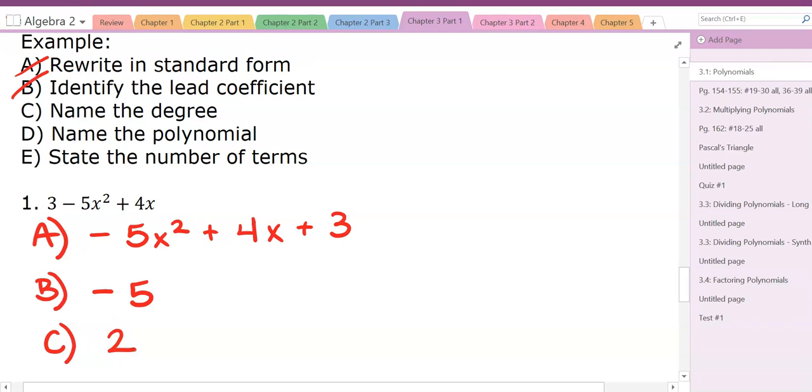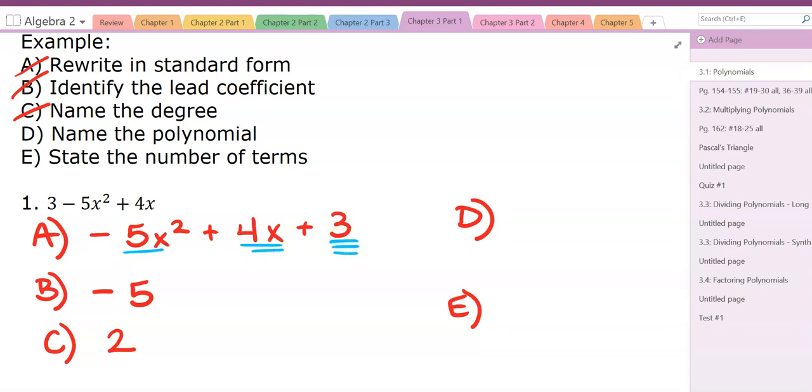Now, here we go with the names. D wants us to name the polynomial. E wants us to state the number of terms. It might be easier first to state the number of terms, because then you can go back to the other page with that chart that I gave you guys that has all that stuff about the names and its degrees. So first of all, if we count the terms, we have 1, 2, 3 terms. So for part E, I'm going to go ahead and say 3.